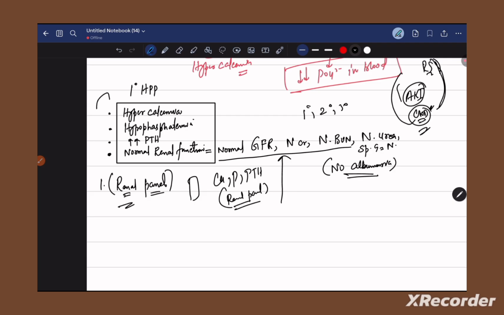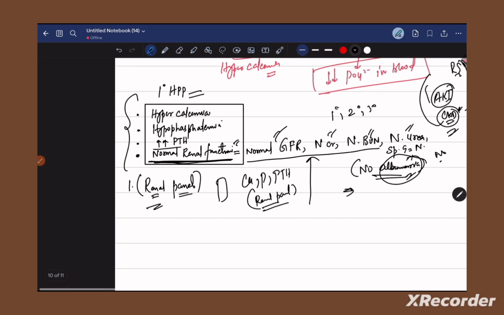So what we found in primary hyperparathyroidism is hypercalcemia, hypophosphatemia, increased PTH, and more importantly normal renal function. Okay, how can you elucidate normal renal function? On normal GFR, normal creatinine, normal blood urea nitrogen, normal urea, and specific gravity. Okay, and there will be no pigmenturia, like albuminuria will not be there, and other things. So you will see that. Okay, so this is primary hyperparathyroidism.